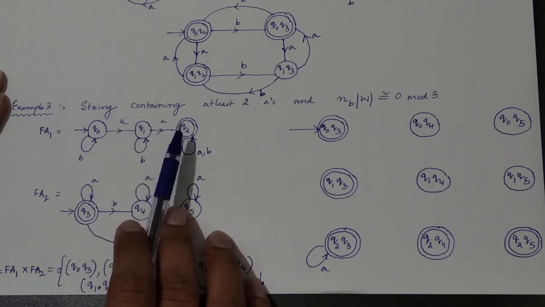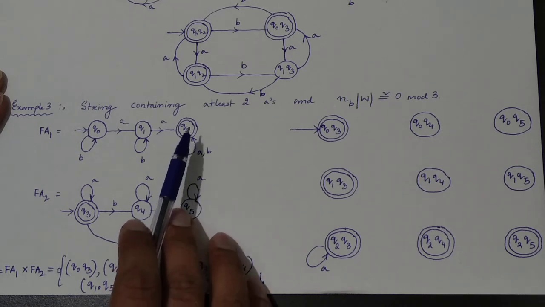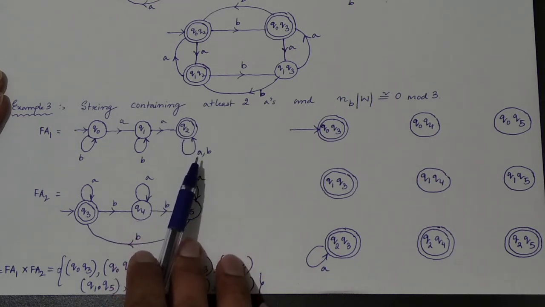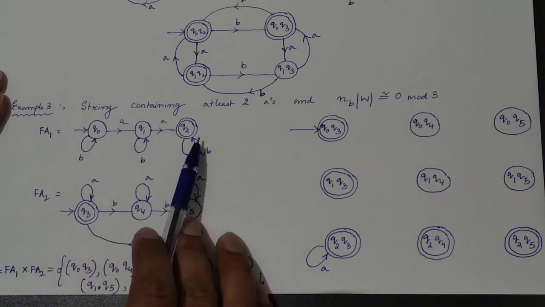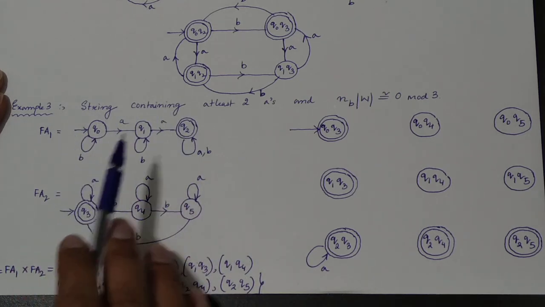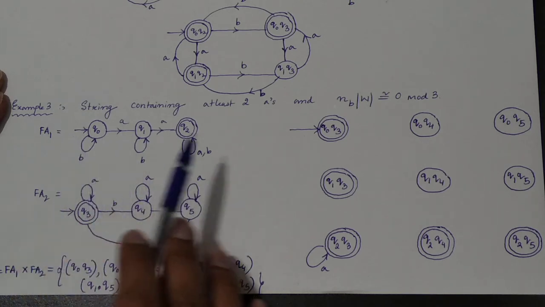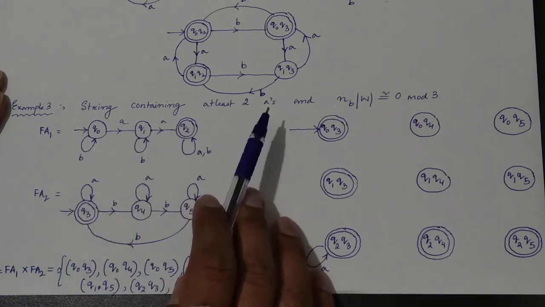After that, we can have any number of A's, right? So I have taken a self loop for A. Since there is no restriction for B, I have taken a self loop for B on every state, for the fulfillment of our DFA and of the language as well.